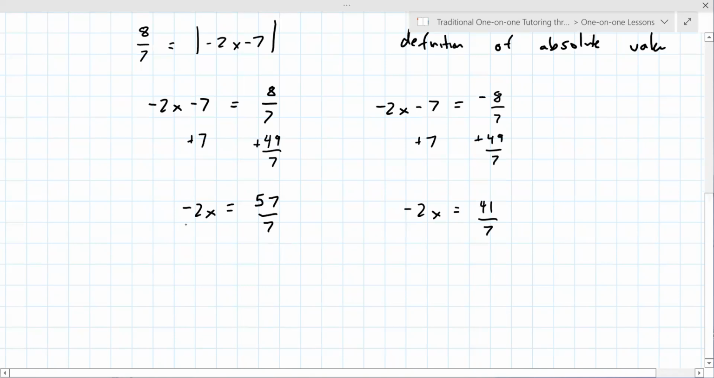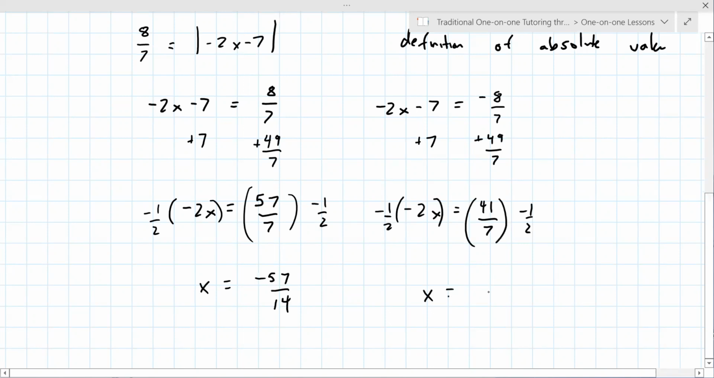Negative 2x equals 41 over 7. And then normally you divide by negative 2, but because it's a fraction on the right, it's probably better to multiply by negative 1/2. And so you get x equals negative 57 over 14. Same thing over here on the right. So x equals negative 41 over 14.